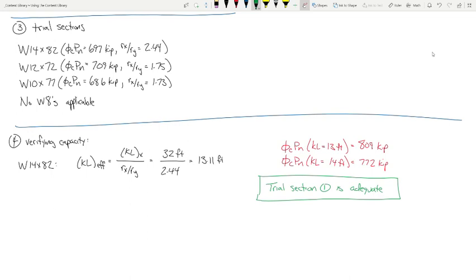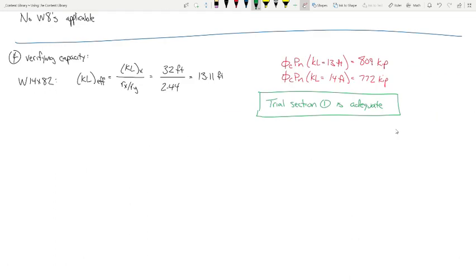All right. So far, so good? All right. Now, like I said, we could theoretically have started with the lightest section, but again, I want to do all of these trial options because with each one, we're going to get a different view, if you will. So let's look at the next one. Let's look at the W12 by 72.